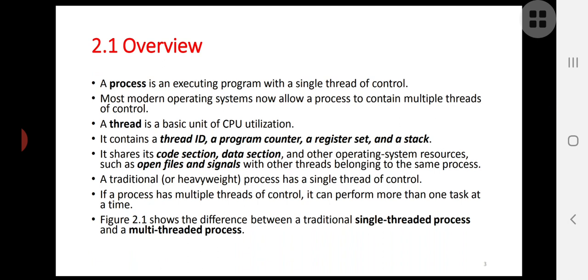The first topic is overview. So just a brief introduction about multi-threading. We already know what a process is. A process is a program which is in execution. A process is an executing program with a single thread.